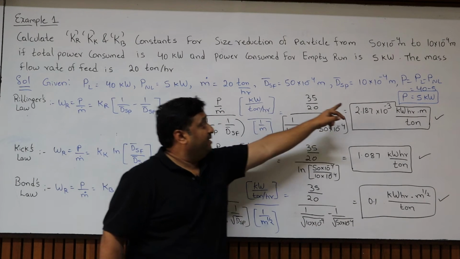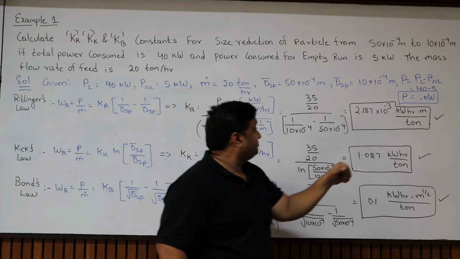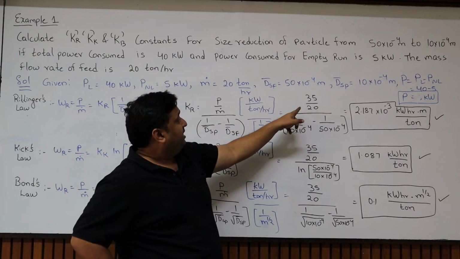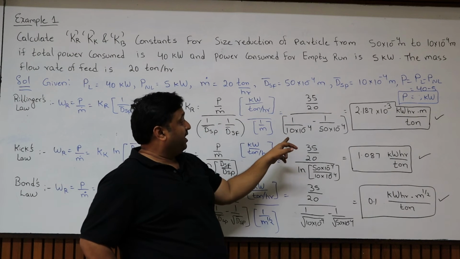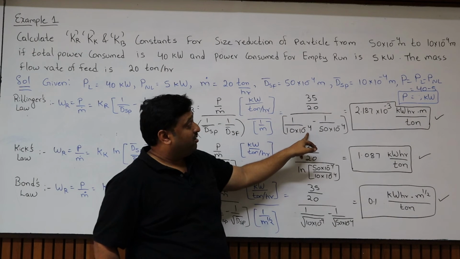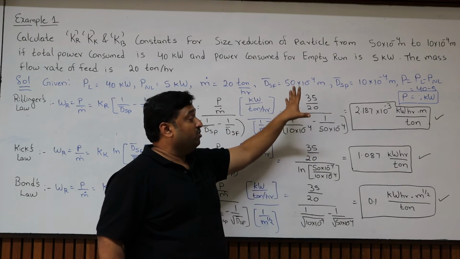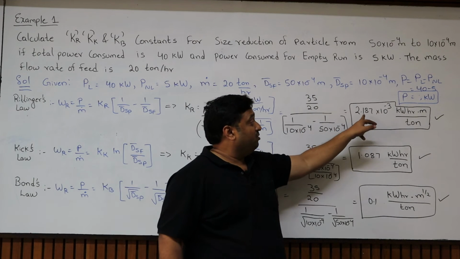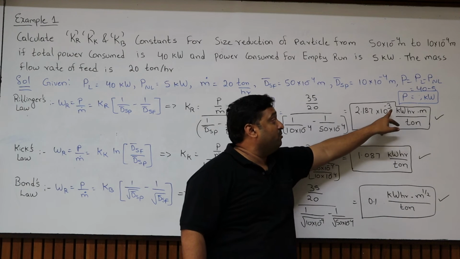What is the P? It is 40 minus 5, which is 35 here, and the 35 is divided by 20, and what is the diameter of the product? 10 into 10 power minus 4 minus feed is 50 into 10 power minus 4. If you calculate, you get the Rittinger's constant value 2.187 into 10 power minus 3.